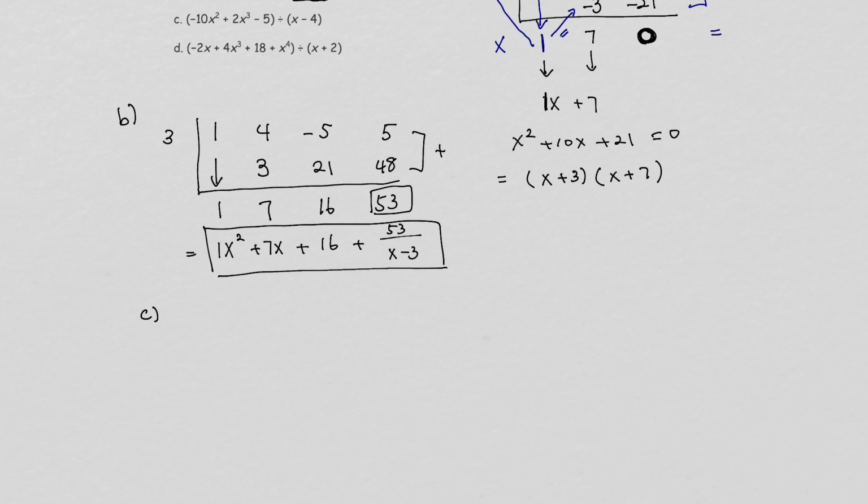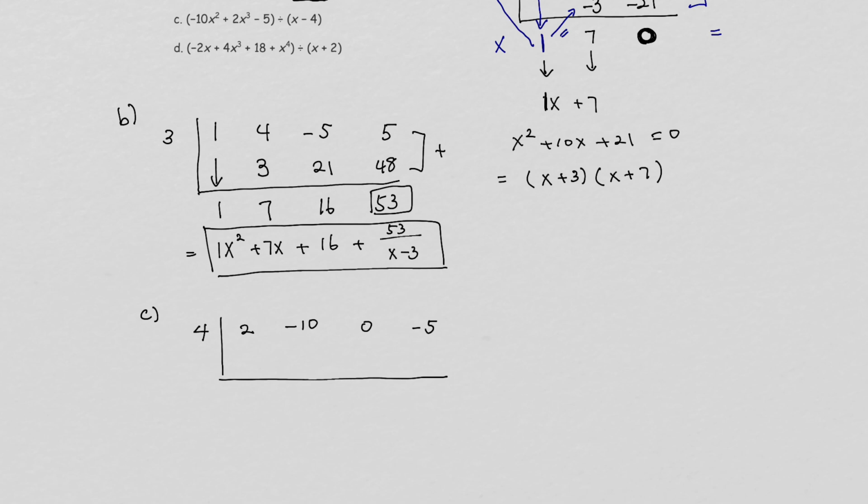We start with negative 10x squared plus 2x cubed minus 5. It looks like this is not in descending order, so make sure we start with the highest power when we're writing into the synthetic form. And if we have any missing terms, it looks like the linear term is missing, we need to use 0 as the placeholder. So you will start with 2 from the cube, negative 10 from the square, 0 from the linear, and negative 5 from the constant, dividing by x minus 4.